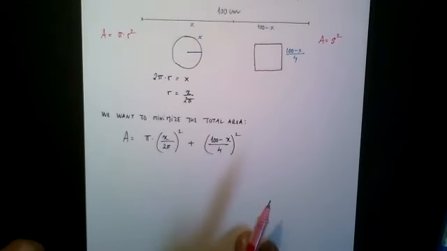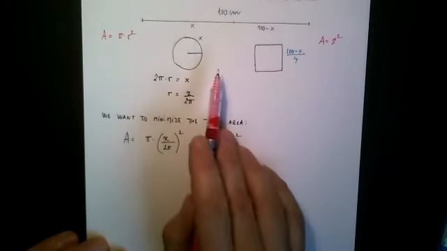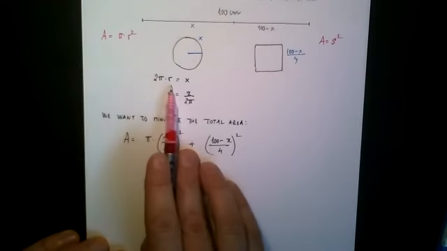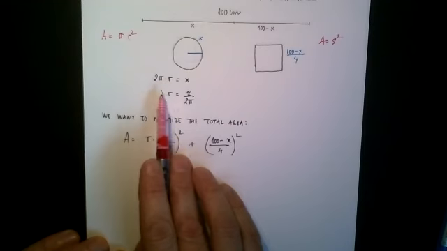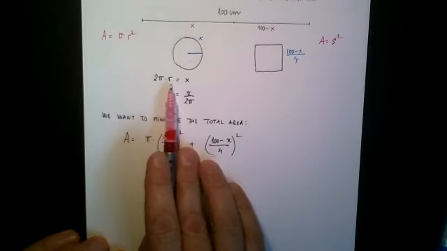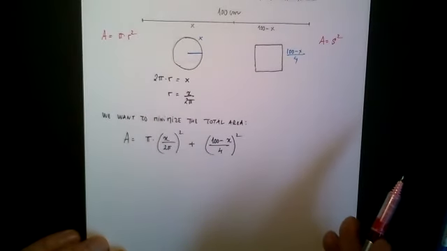Why can't you just do 2 pi r plus 4x equals 100 and then isolate for r? You can do that too, no? 2 pi r x, you mean? 2 pi r plus 4x equals 100. Where did you get 4x? I just made the side x.